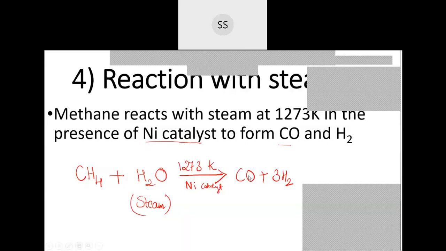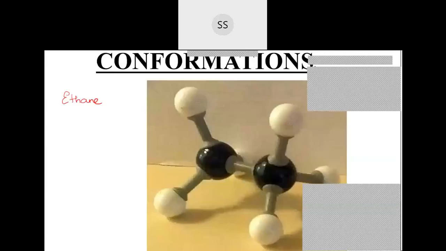Yes, we'll go for today's topic, what we are going to learn. So I said today's topic, you are going to learn about conformation. Now this picture which I have taken is of the ethane molecule. I told you it is also called the ball and stick model. It is the ball and stick model of ethane.